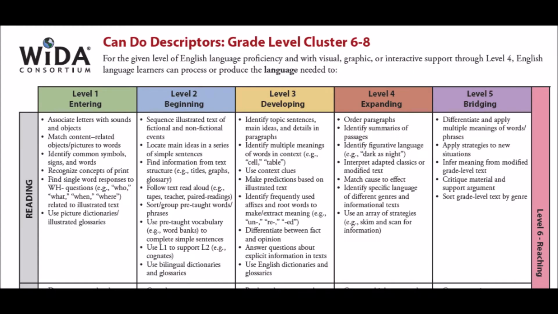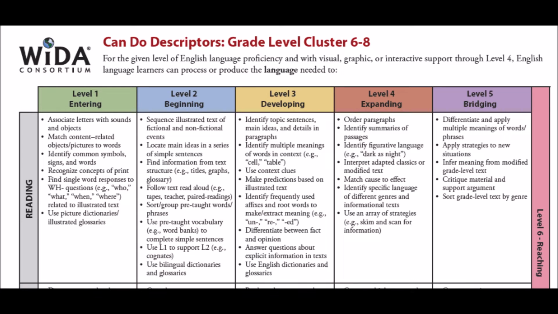Step 2, know what those proficiency levels mean so that you can adjust accordingly. A great tool for that would be the WIDA Can-Do descriptors. Right here, I'll show you an example from grade 6 through 8. As you can see on the WIDA Can-Do descriptors, it breaks it down into proficiency levels, and it breaks it down into that listening, speaking, reading, and writing domain.